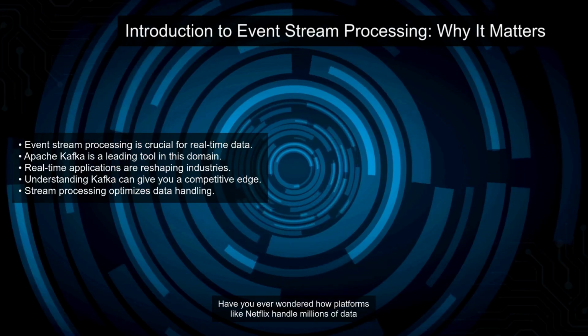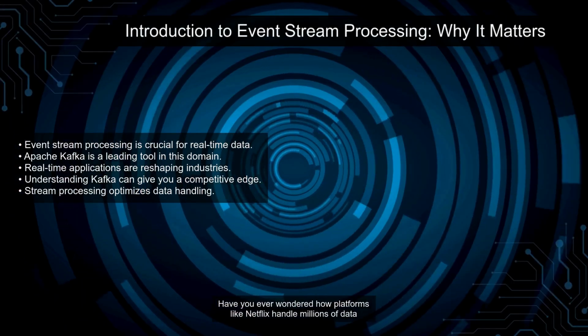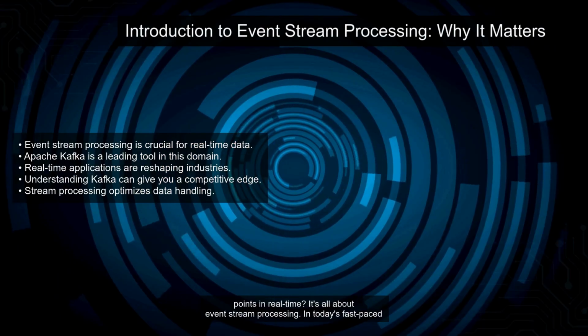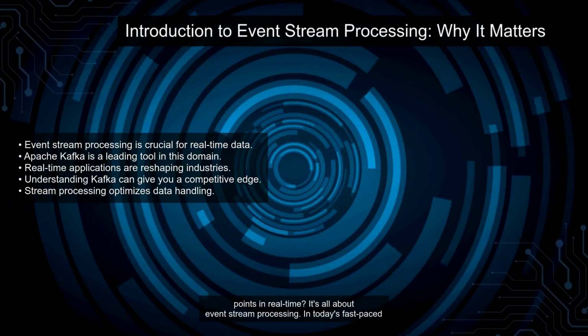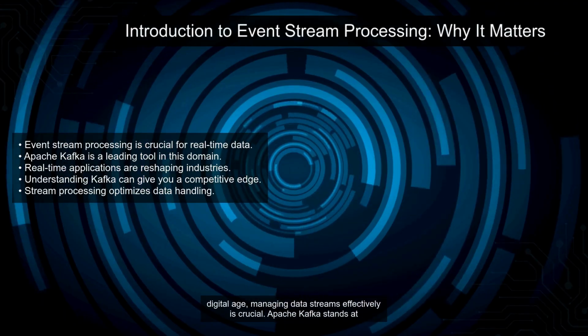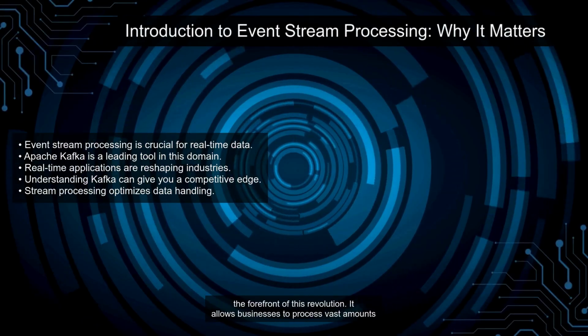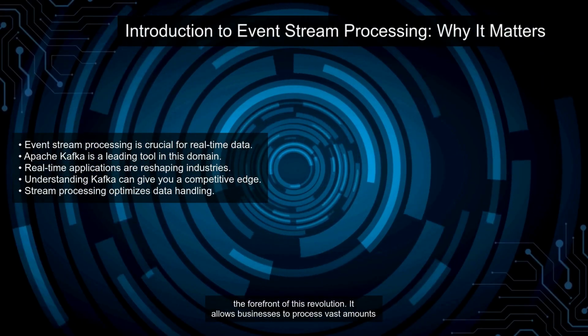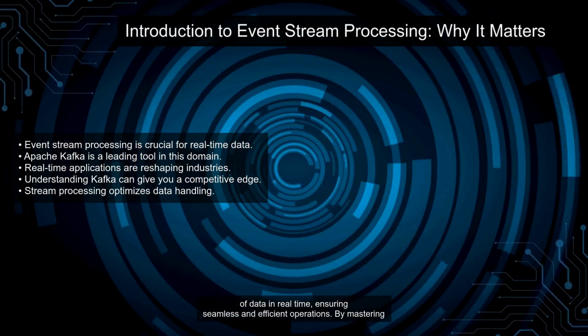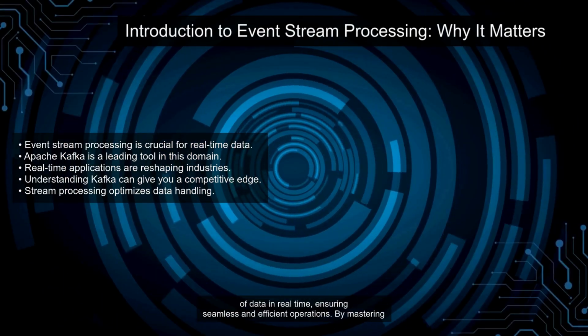Have you ever wondered how platforms like Netflix handle millions of data points in real time? It's all about event stream processing. In today's fast-paced digital age, managing data streams effectively is crucial. Apache Kafka stands at the forefront of this revolution. It allows businesses to process vast amounts of data in real time, ensuring seamless and efficient operations.